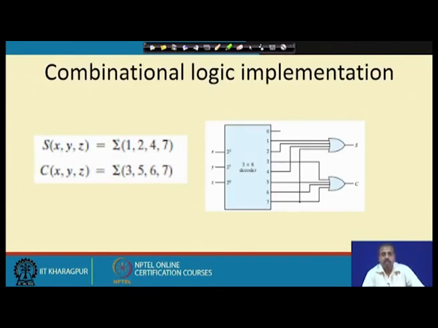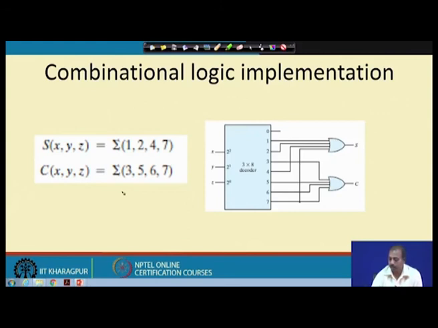Now, these decoders can be used for realizing combinational functions directly. For example, suppose we look into that adder function. In case of an adder, you know that the sum is given by sigma 1, 2, 4, 7. So, this x y z, it is a full adder.